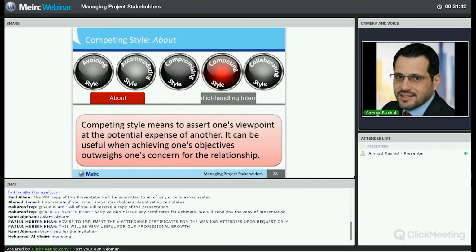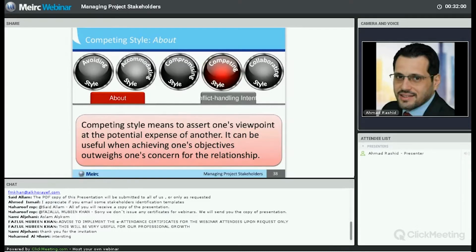And you can see here that the next style is the competing style. Competing style is basically telling your stakeholders, I want to win and I want you to lose at the same time. This is where you're saying might makes right. This is where you're saying it's my way or the highway. This is where you say there's only one solution, which is my solution. I am right and you are wrong. Now all of this comes under competing.